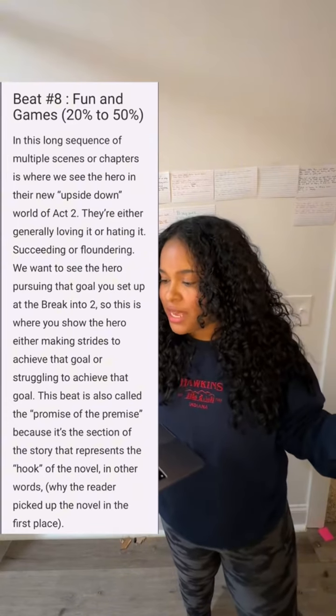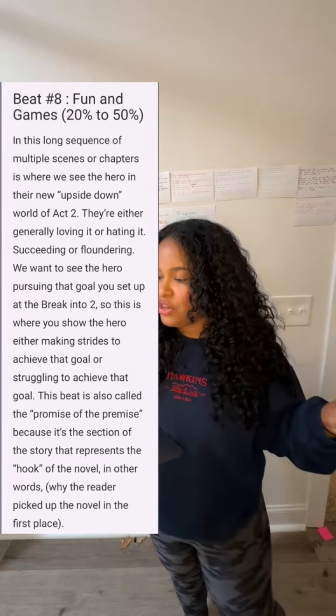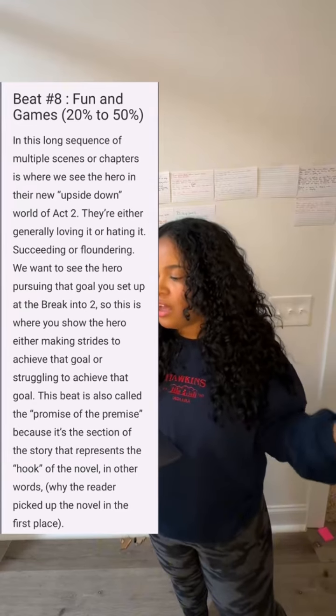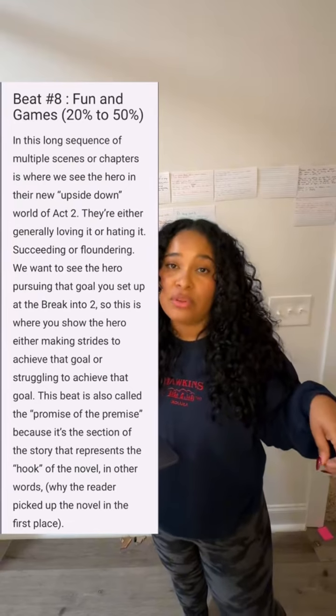This beat is also called the promise of the premise because it's the section of the story that represents the hook of the novel. In other words, why the reader picked up the novel in the first place.